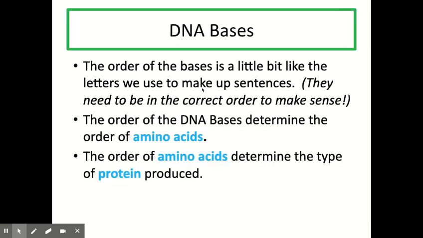Now, the order of these bases is a little bit like letters we use to make up sentences, like our alphabet, but for a cell. And they have to be in the correct order to make sense to the cell, just like our letters have to be in the correct order to make sense of the words.